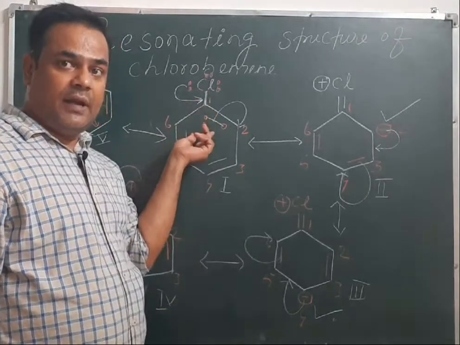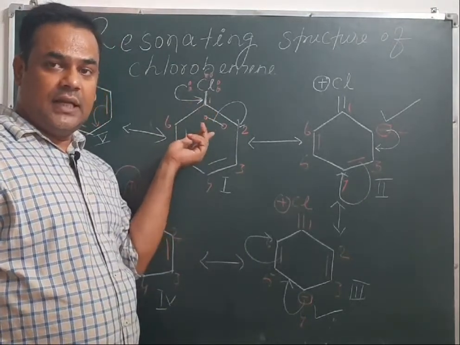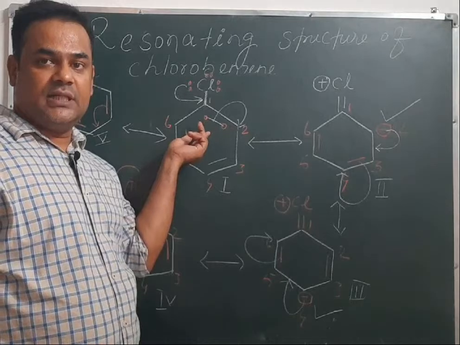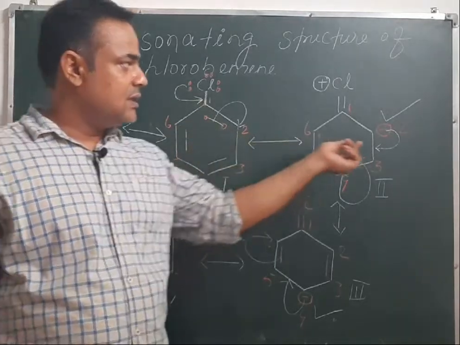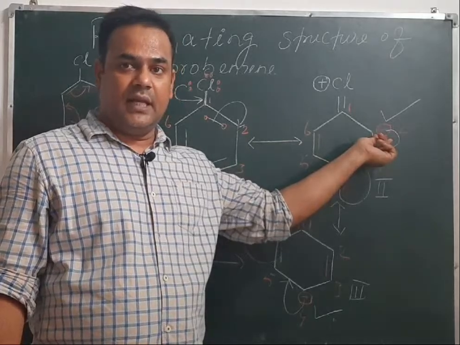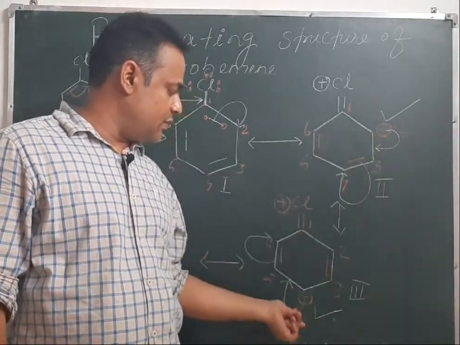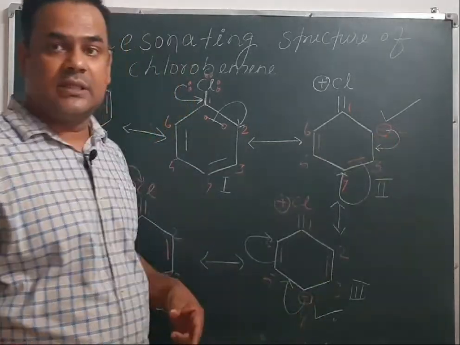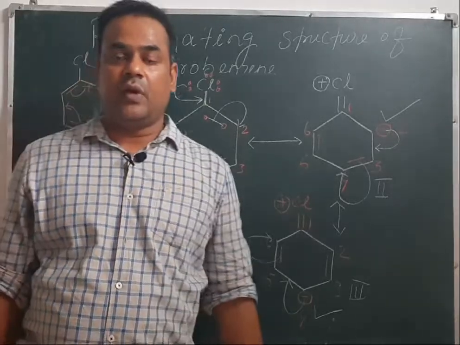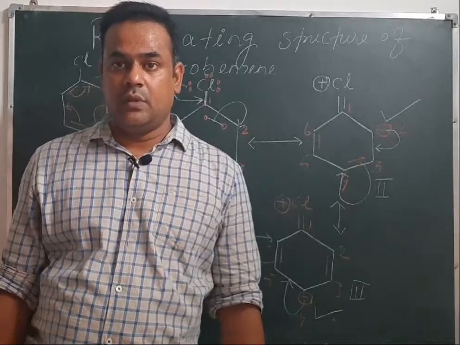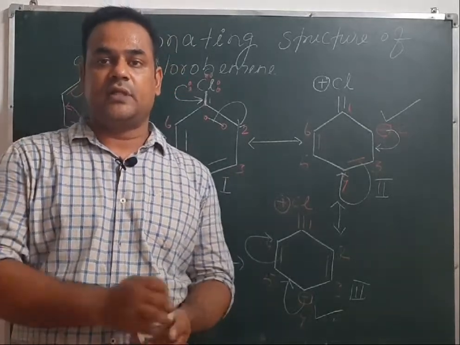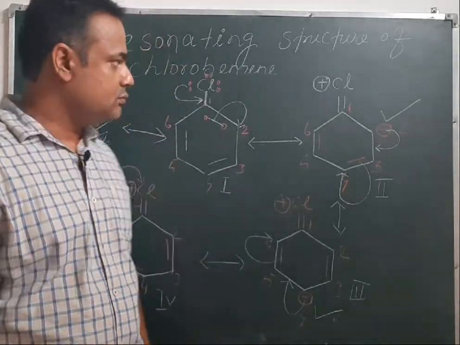Extra electron if entering into the benzene ring will make this benzene ring negatively charged, and because of that there is an increase in electron density at carbon number 2, carbon number 4 and carbon number 6. This is very important for other reactions of chlorobenzene, especially electrophilic substitution reaction.